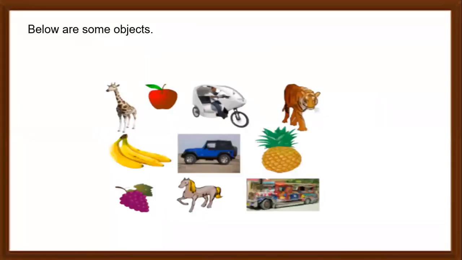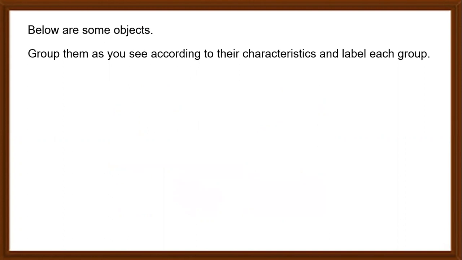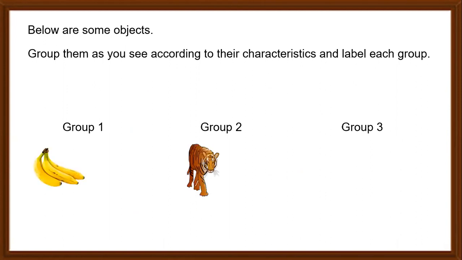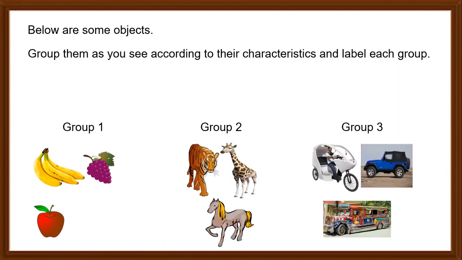So for that, below are some objects. I want you to observe these objects. You are going to group them as you see according to their characteristics and label each group. Ibig sabihin yan, igugrupo natin ito base sa kanilang pagkakatulad. So with that, we are going to divide group 1, group 2, and group 3. I want you to observe these objects. If you already group them, you are going to classify.